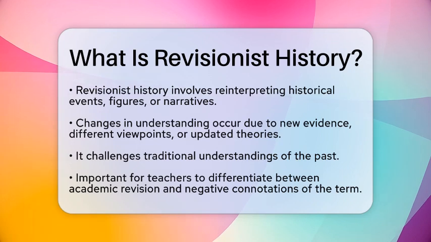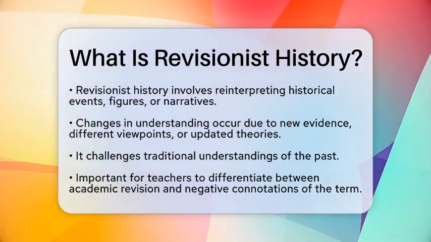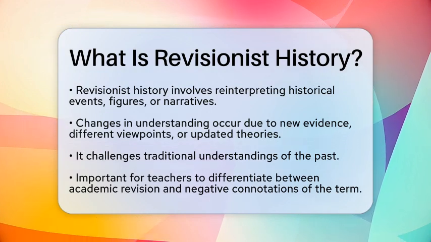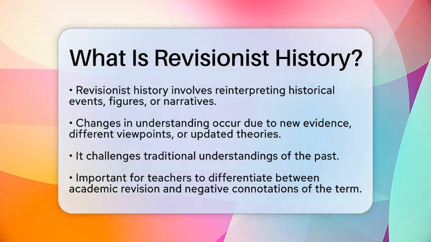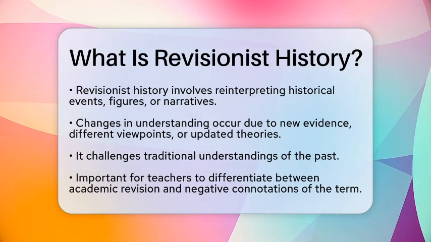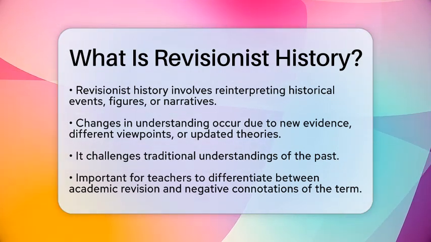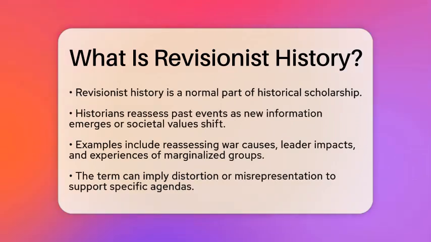In the field of education, especially for teachers, it is essential to differentiate between the academic practice of revising history and the negative connotation that sometimes comes with the term. At its heart, revisionist history is a normal and necessary part of historical scholarship. Historians frequently revisit past events as new information emerges or as society's values shift. For instance, historians may reassess the causes of a war, the impact of a leader, or the experiences of marginalized groups that were previously overlooked. This process ensures that our understanding of history remains accurate and relevant.